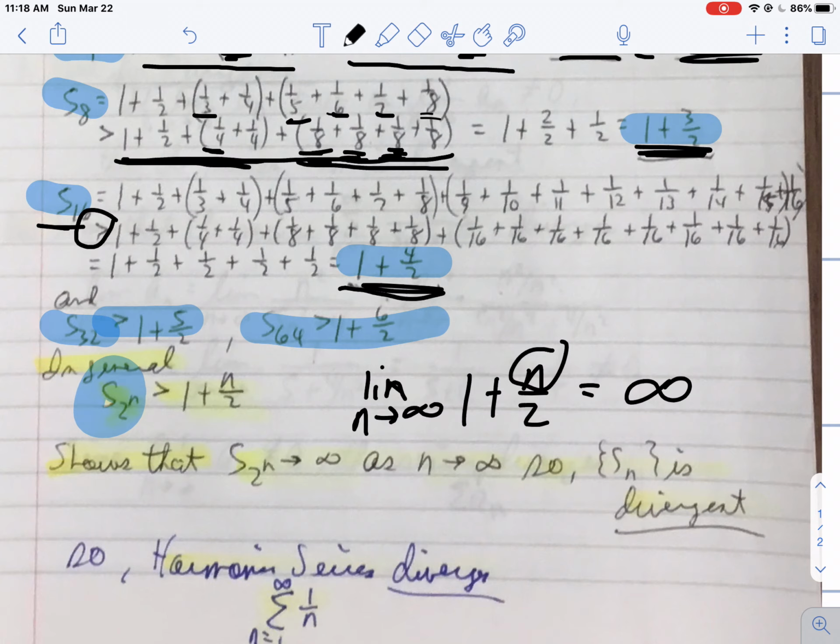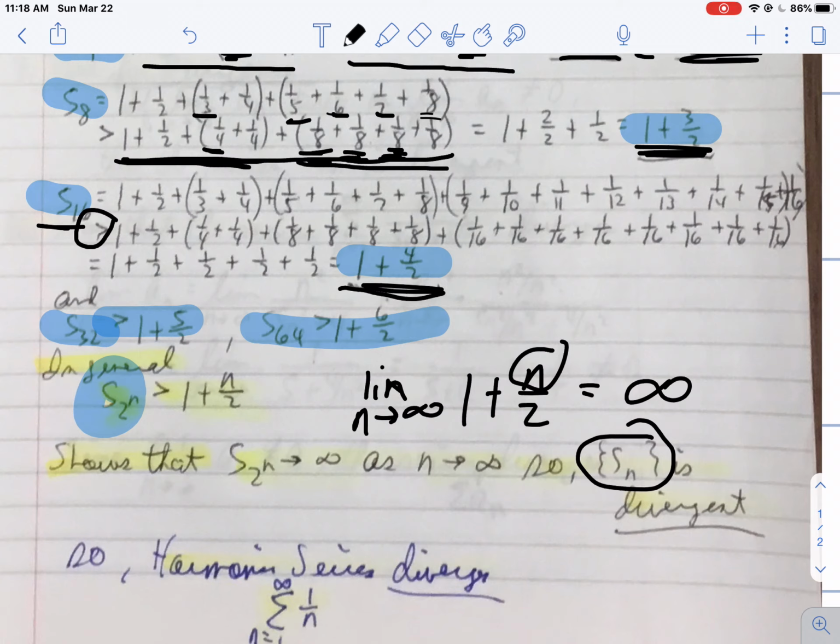And so by using this observation, we can show that S sub 2 to the n is a divergent sequence, which is a representation of our sequence of partial sums. Right? Because those are just some of the partial sums, and I'm showing that those partial sums as n approaches infinity approach infinity. So in general, our sequence of partial sums, S sub n, would have to approach infinity, giving me a divergent sequence.